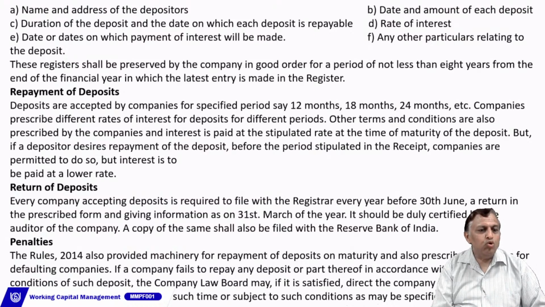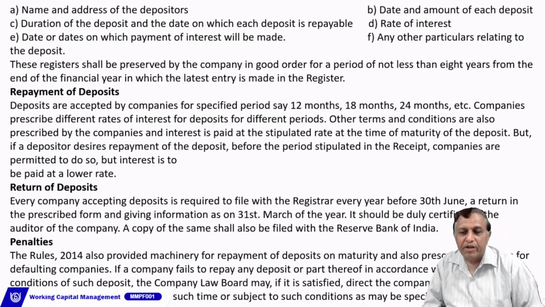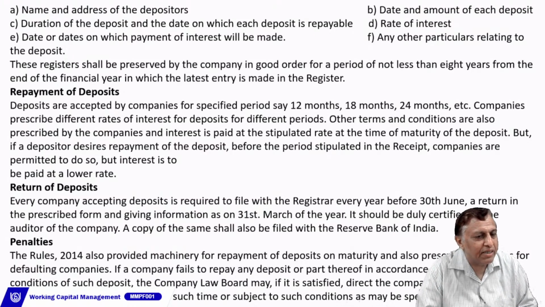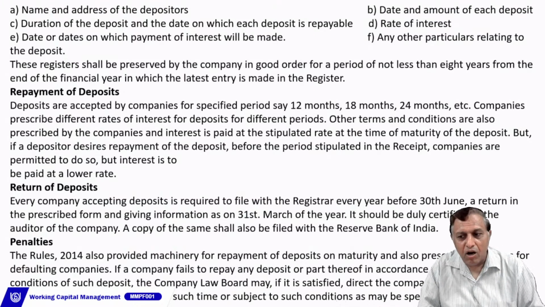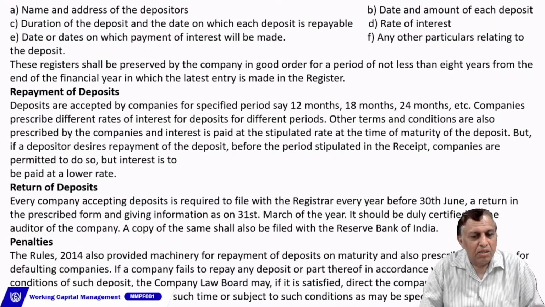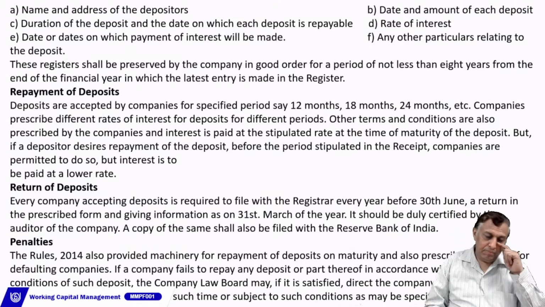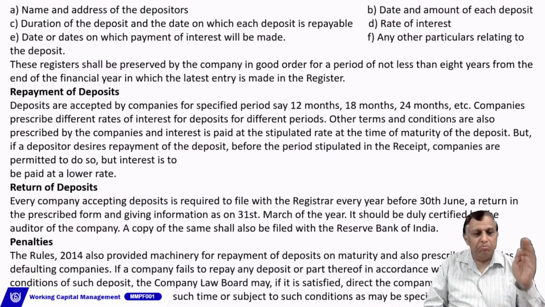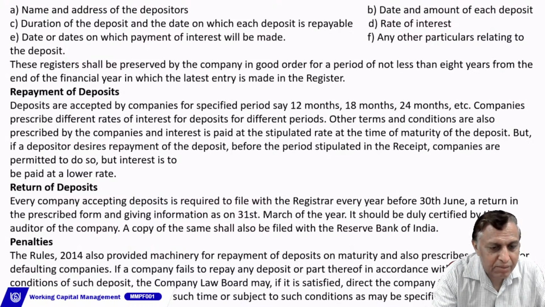Penalties. The Rules 2014 also provided machinery for repayment of deposits on maturity and also prescribe penalties for defaulting companies. If a company fails to repay any deposit or part thereof in accordance with the terms and conditions of such deposit, the Company Law Board may, if it is satisfied, direct the company to make repayment of such deposit forthwith or within such time or subject to such conditions as may be specified in its order. So the order would be issued, giving the time and the deposit amount.